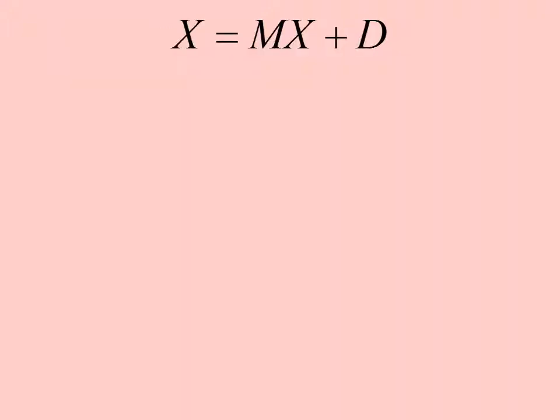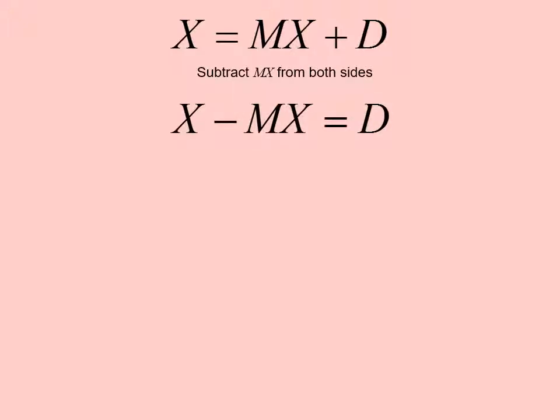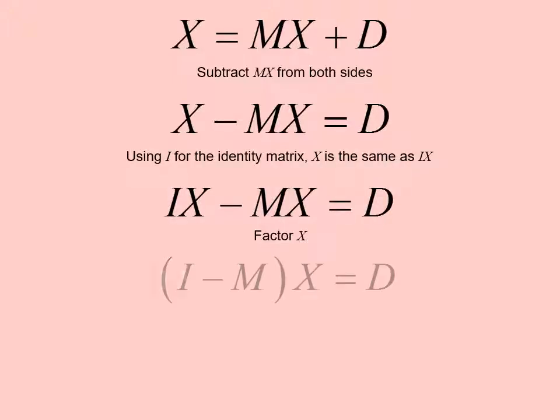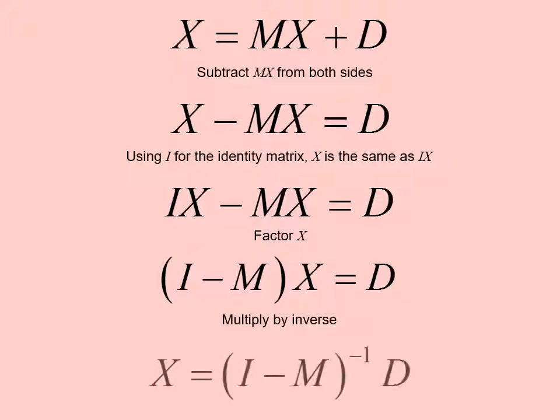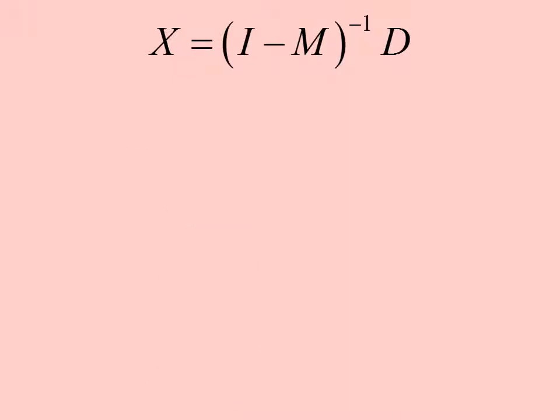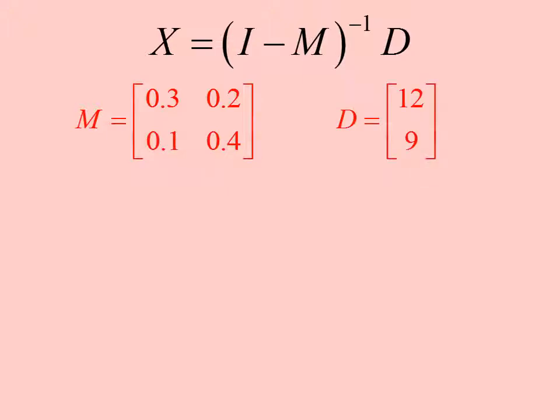Now, since we solved this in the last section, I'll just review it and go through it a little quicker with you. We will subtract the M times X from both sides, use the X as I times X, and factor out the X. Multiply both sides by the inverse of whatever's next to the X, and there's our solution. Now this is on our formula sheet. To use this formula, we just take our technology matrix and our demand matrix.